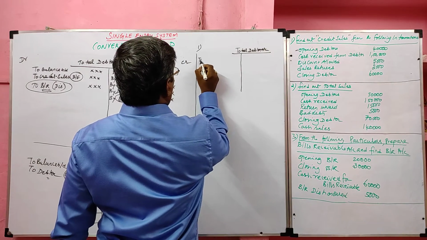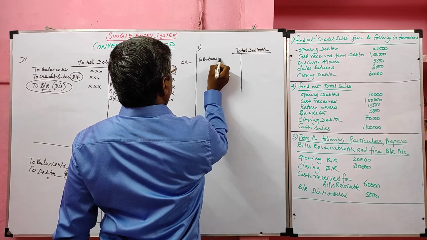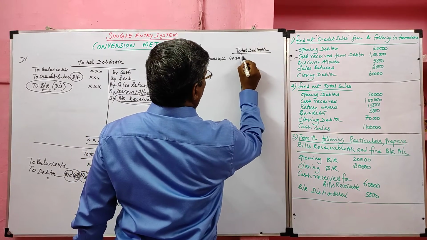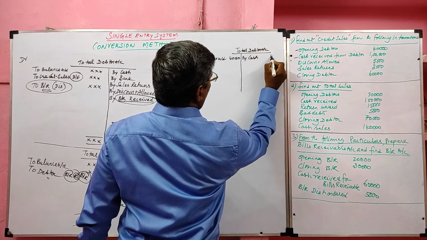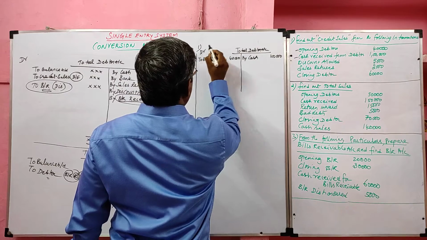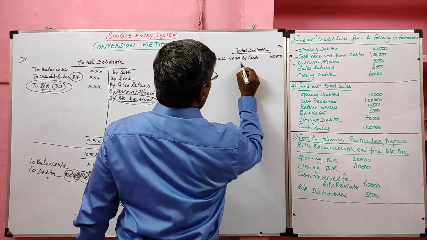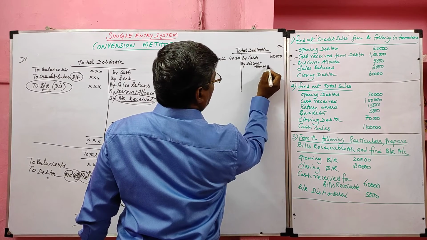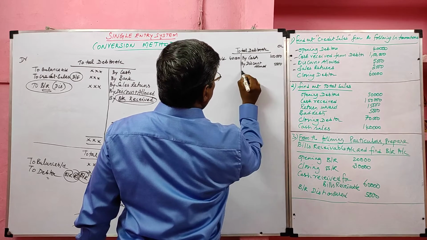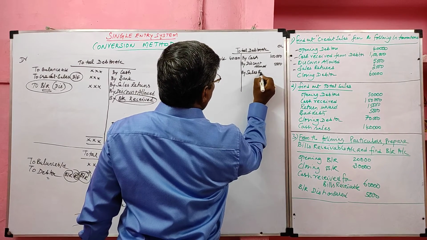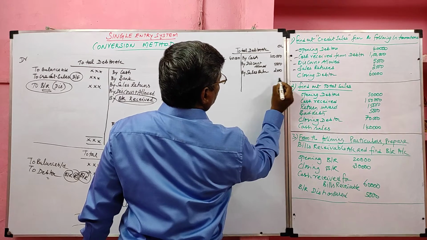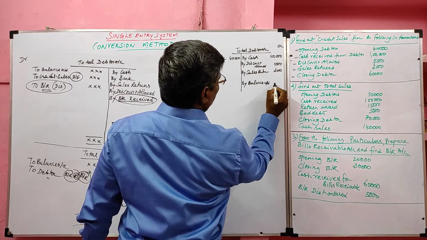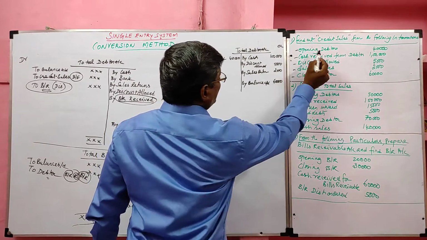Opening balance of debtor, to balance BD, how much? 40,000. Then cash received from debtor, value 1 lakh. This is the debit side, this is the credit side. Then discount allowed, 5,000. Then sales return, by sales return value 2,000. Then closing debtor, by balance CD 60,000. They are asking us to find credit sales.